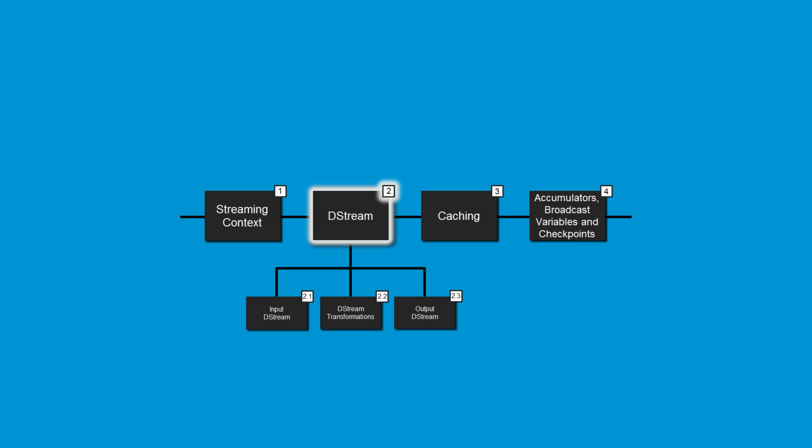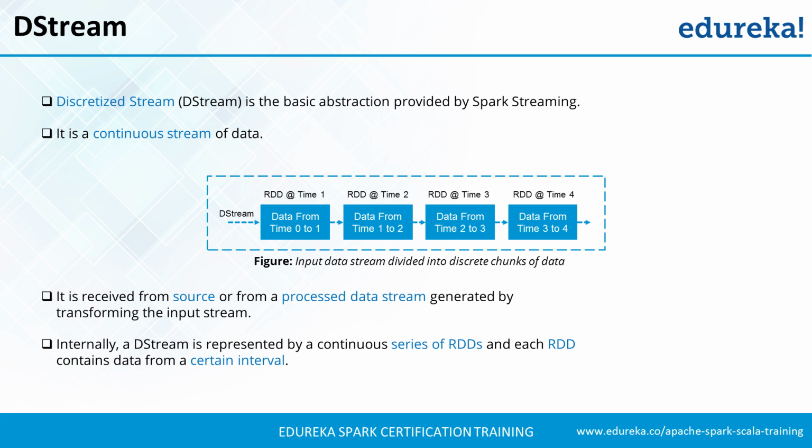Let's go to the DStream topic now. DStream's full form is discretized stream. It's a basic abstraction provided by your Spark streaming framework. It's a continuous stream of data, and it is going to be received from your source and processed.